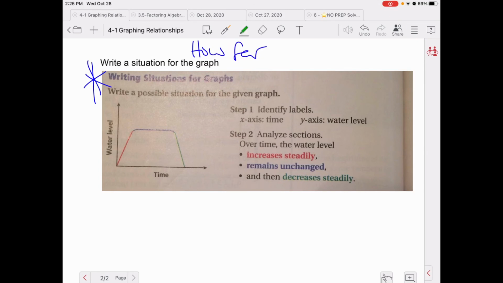So we're identifying the labels so we can see that this is time, so how long we're there for, and the water level, how high it gets, okay? So make sure when you're writing something about this that we're talking about water level. And we could have a myriad of situations here, okay? So we can see in the red it's increasing steadily, the blue it remains unchanged, and then decreases steadily.